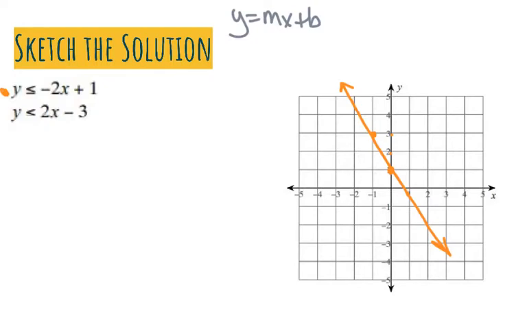So now again, I'm going to check my points to see where I need to shade. So y has to be less than. So I'm just going to go over to, oops, sorry about that. I am just going to go over to where my line is. Y has got to be less, so I know that that's got to be below. So I am going to shade below.